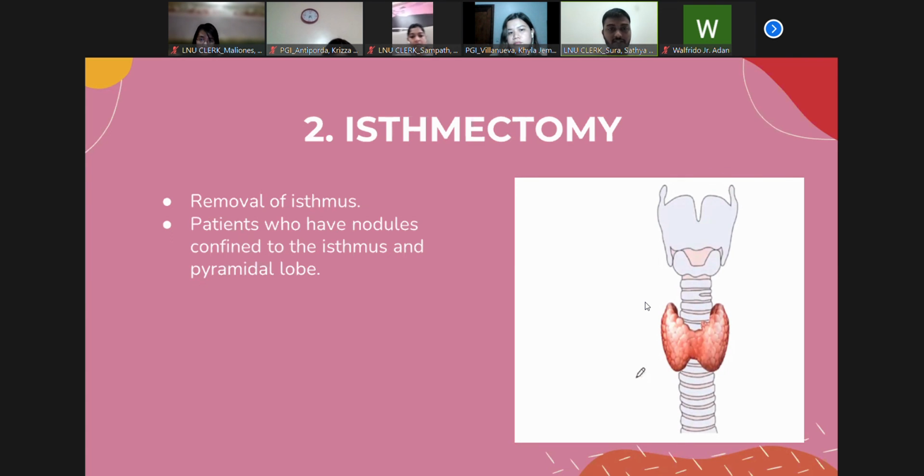And the next one is the isthmectomy. In this procedure, only the middle portion of the thyroid gland, also called the isthmus, will be removed. It is a surgical procedure that excises only the thyroid isthmus. It allows excision of the lesion without exposure of the tracheoesophageal groove. Thyroid isthmectomy is a safe alternative to thyroid lobectomy with isthmectomy in patients who have nodules confined to the isthmus and pyramidal lobe. Leaving a cuff of normal thyroid tissue has the advantage of not exposing the tracheoesophageal groove, thus minimizing damage to the recurrent laryngeal nerves and the parathyroid glands.